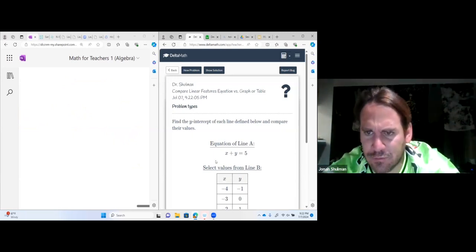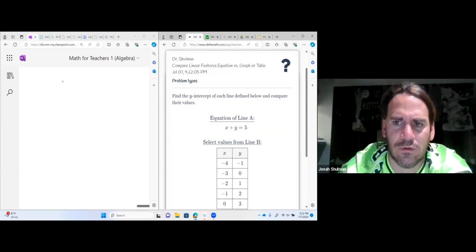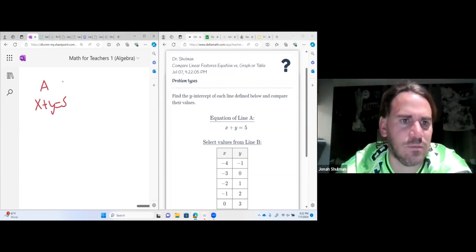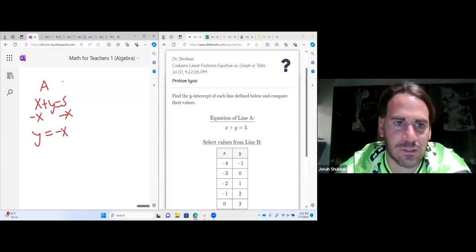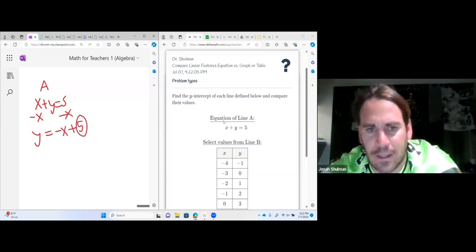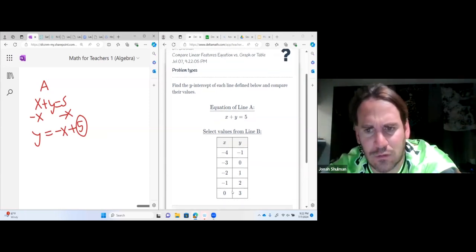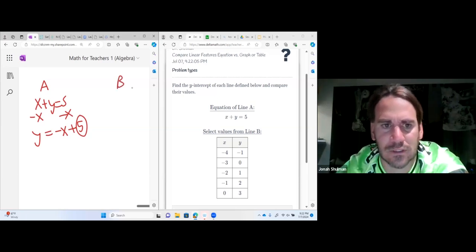Find the y-intercept of each line drawn and compare their values. Okay, so I have A is x plus y equals 5. So we minus the x to both sides. And a big problem, students do 5 minus x to be 4x, but these are different. We can't subtract them, so it's negative x plus 5. So this intercept is 5. Now, this y-intercept is just when x is 0. When x is 0, we get the y-intercept. So B is actually going to be 3.